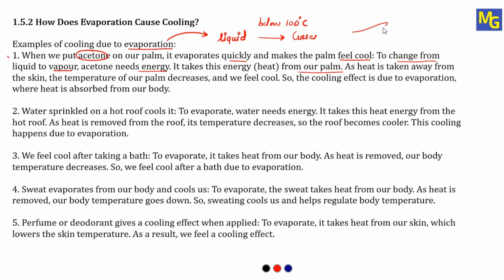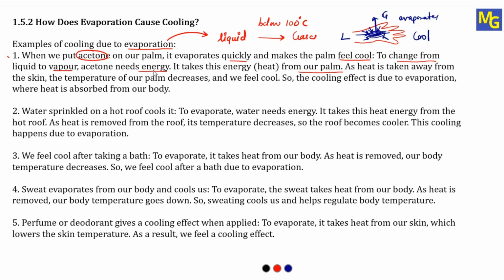So imagine this is our palm, and you keep acetone on the palm. This acetone requires energy to convert from the liquid state into the gaseous state. So it will take that energy from the surrounding area of the palm. When it absorbs the heat from the surrounding area of the palm, it gets converted into gas and evaporates. But when it is absorbing heat from the surrounding, the surrounding area immediately becomes cool, and that is the coolness which we feel.